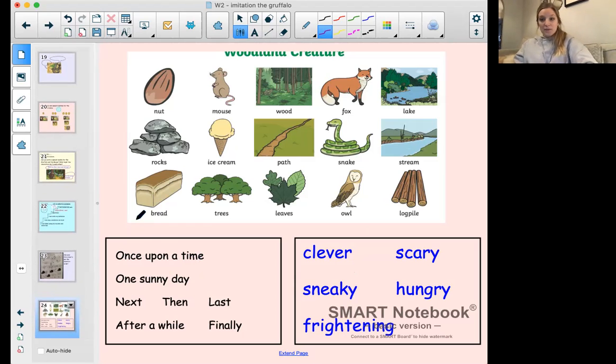Right. So on a piece of paper, you're going to get started writing the Gruffalo, just like we do at school when we do our big writes. The Gruffalo at the top, and then we start writing below it.